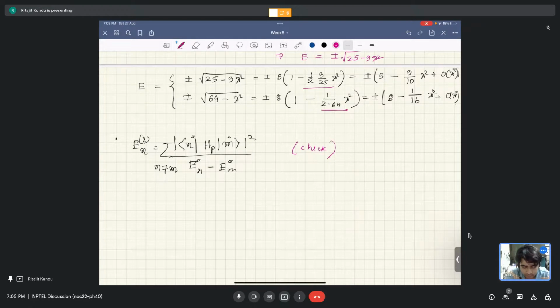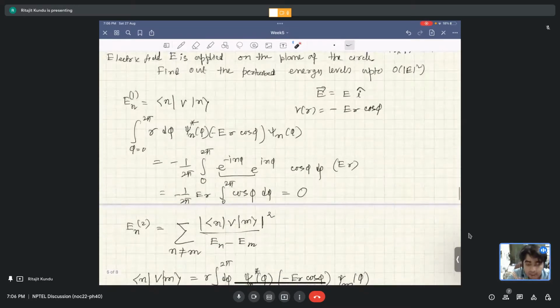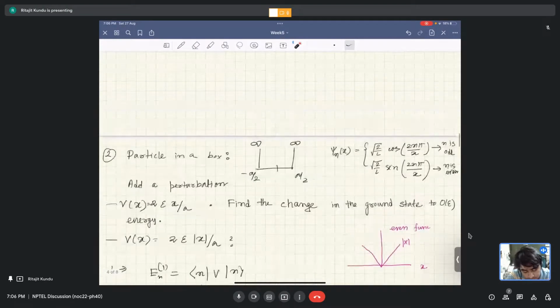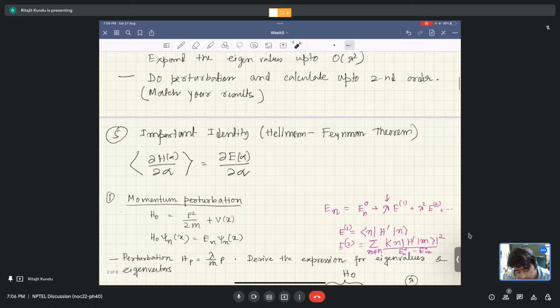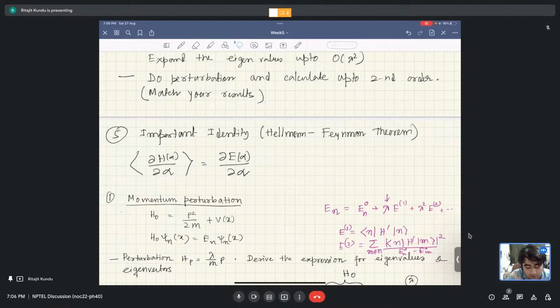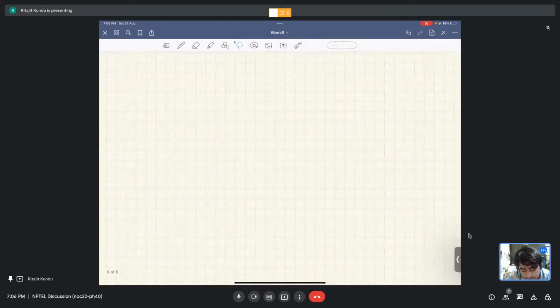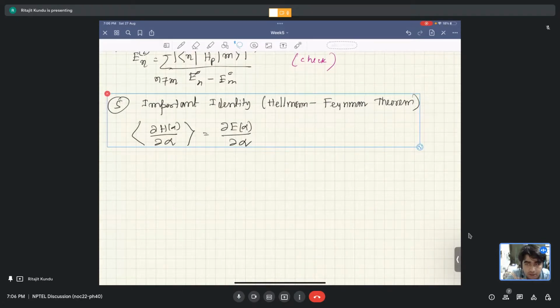Okay. So yeah, and I'll discuss one last problem which is very interesting and which will help you to solve your assignments. So there is a problem where you are asked to calculate expectation values of 1 by r square and so on. For that I want to just discuss one small problem. This is more like a theorem, which is called the Feynman theorem, and it is kind of a trick in quantum mechanics, with which you can calculate some expectation values without doing much calculation.